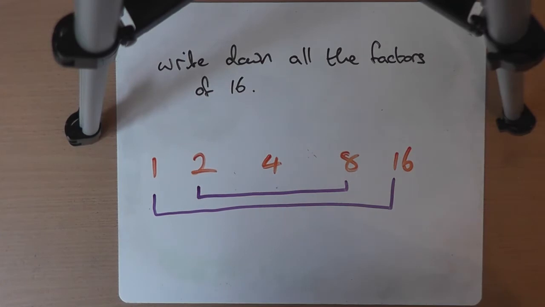This will be true of some numbers, and we will see in a couple of lessons' time why that is. But some numbers will have a repeated factor in the middle. Again, it's personal preference whether you put it on the list twice because you like the idea of factors coming in pairs, or whether you just put it on the list once because it's just a list of numbers.